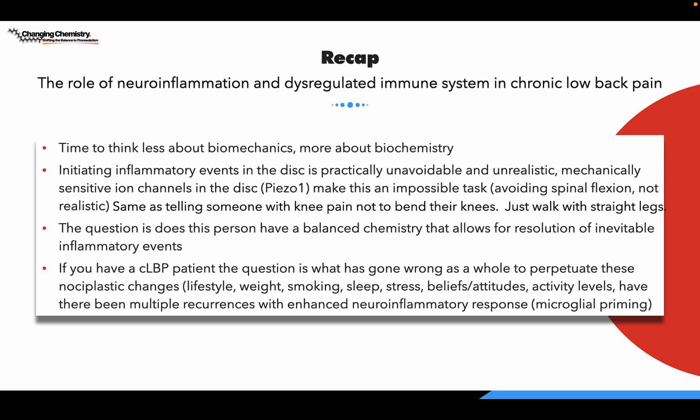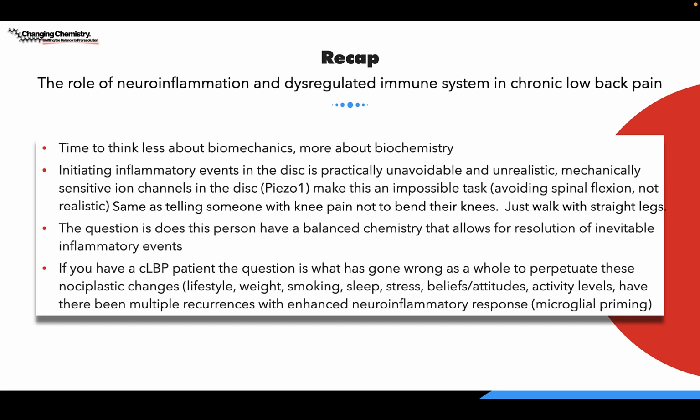So, to recap, the role of neuroinflammation and a dysregulated immune system in chronic low back pain. Hopefully this module has helped put the pieces together, understanding that yes, imaging is not the best way to determine a pain generator, but if a patient is in pain, especially chronic back pain, we need to start thinking less about biomechanics, more about biochemistry.